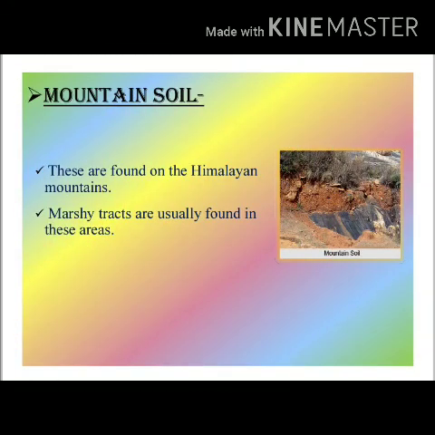Now the last one is mountain soil. These are found on the Himalayan mountains and vary from deep alluvium in valleys to highly gravelly soil based on altitude and vegetation. The mid-altitude zone contains coniferous trees and low humus content. The soil surface of the higher altitude frozen areas remains under the snow. Many of the deltaic regions are affected by tidal wave currents, where saline marshy tracts are usually found in these areas.